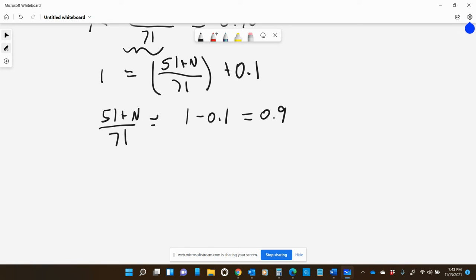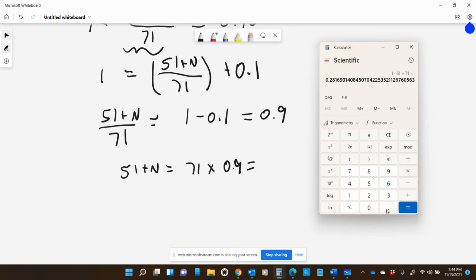Okay. So now I'm going to multiply both sides by 71, and I would have 51 plus n is 71 times 0.9. And let's figure that out. Actually, I almost know that, but I'll use a calculator. Why not? That's 63.9.